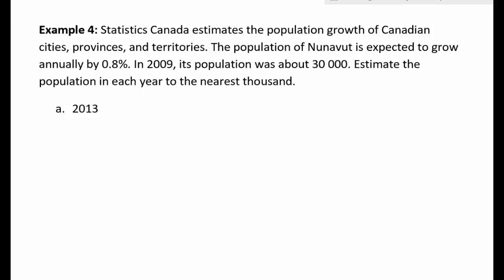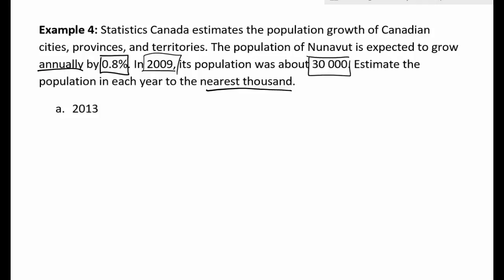Example 4 is another word problem to give us context for these different patterns. Statistics Canada estimates the population growth of Canadian cities, provinces, and territories. So in general, they're going to be using math for predicting purposes. The population of Nunavut is expected to grow annually by 0.8%. In 2009, its population is about 30,000. Estimate the population in each year to the nearest thousandth.